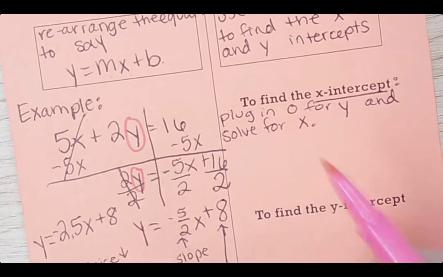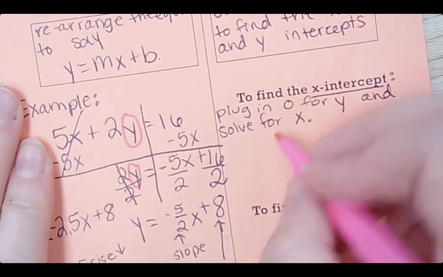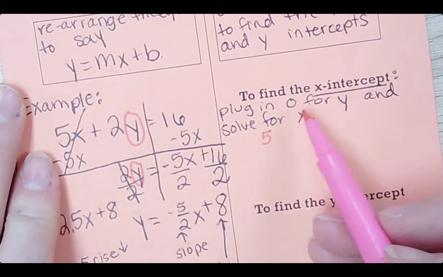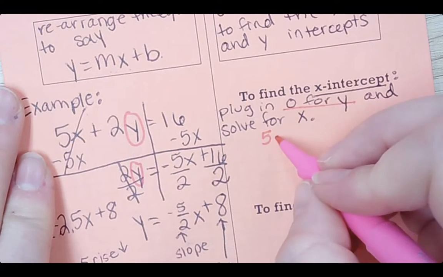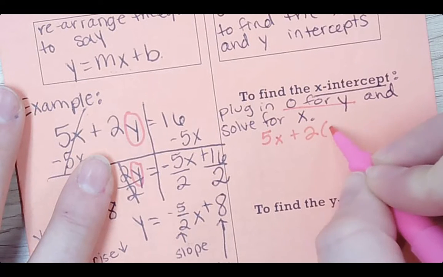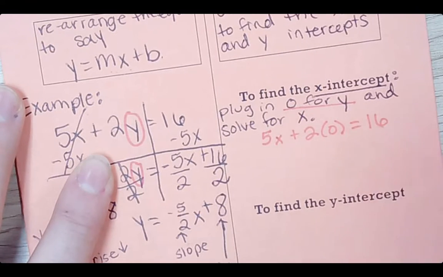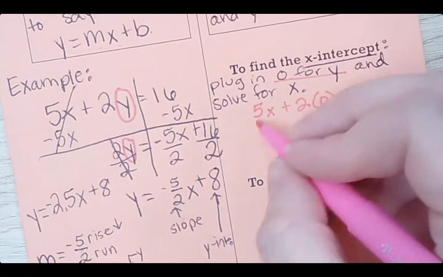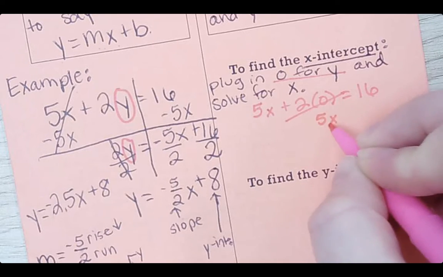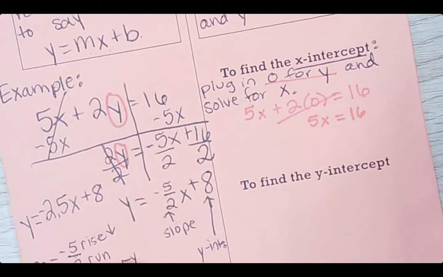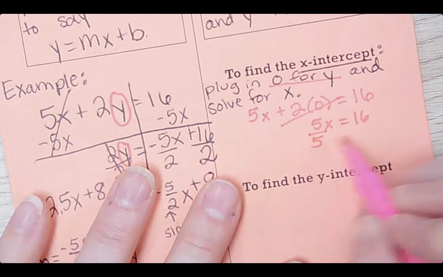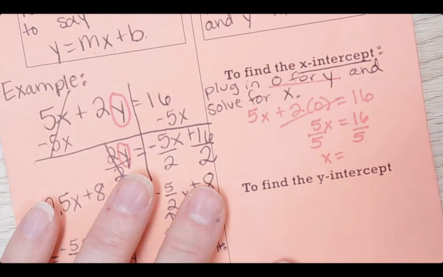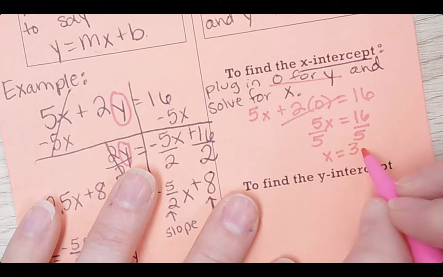So let's go ahead and do that. I have this example over here, so I'm going to use that. 5x plus 2y equals 16. It says plug in 0 for y. So I'm going to do 5x plus 2 times 0 equals 16. Well, 2 times 0 is 0, so all I'm left with is 5x equals 16. In order to get x, I need to divide by 5. So x equals 16 divided by 5, or if we divide it, it's 3.2.